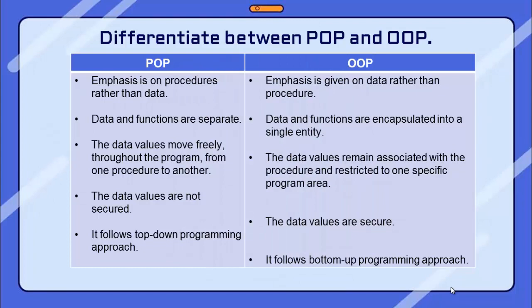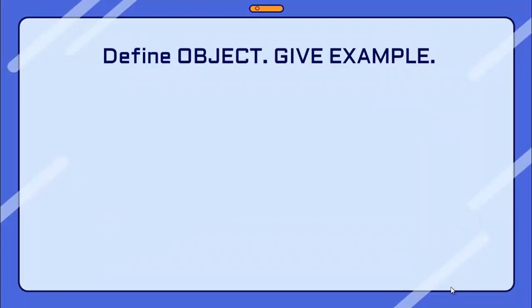Differentiate between POP and OOP. Emphasis on the procedure rather than the data, whereas in OOP it is on the data rather than the procedure. Data and functions are separate. In OOP, data and functions are encapsulated. The data values move freely throughout the program from one procedure to another. Here it is restricted in OOP. The data values are not secured, the values are secured here. It follows top-down programming, whereas OOP is a bottom-up programming approach.